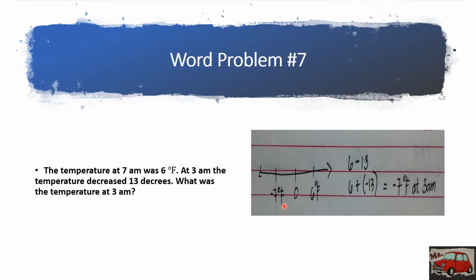Okay? So, if we do the operation, so since ang keyword natin decrease, the operation is subtraction. So, you have 6 minus 13. So, again, if we minus integers, that means add the opposite. So, yung minus, it will become add, and then the opposite of +13, that is -13. So, now we have 6 plus -13, and the answer is -7 degree Fahrenheit. So, that will be the temperature at 3 a.m.